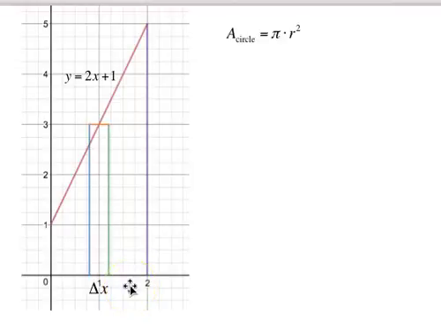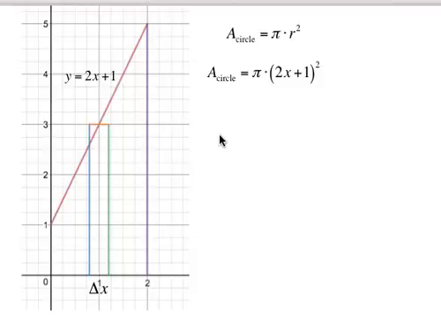So the area of a circle is pi times the radius squared. So we're thinking of this disk. This is half of it. So the radius is the distance from the axis of rotation up to the function. The radius here will be 2x plus 1. So we have the area of the circle is pi times (2x plus 1) squared.